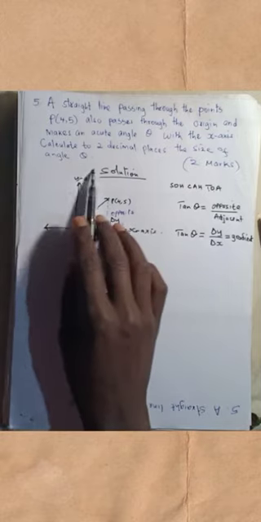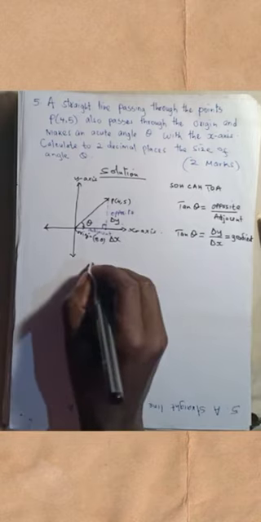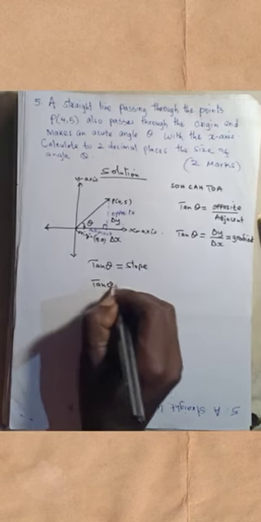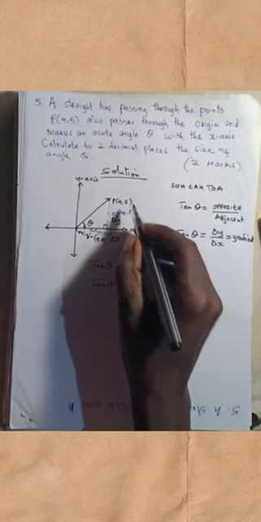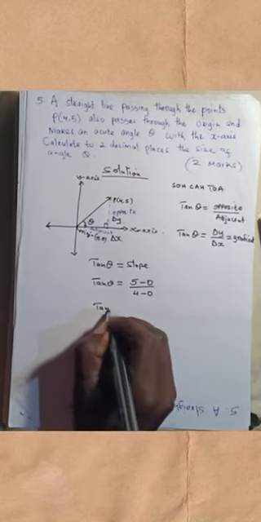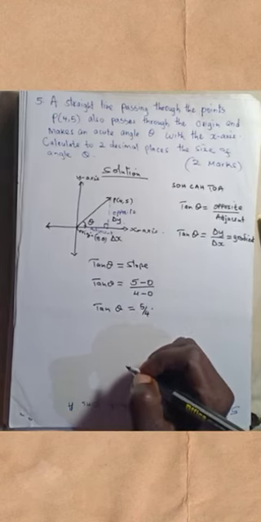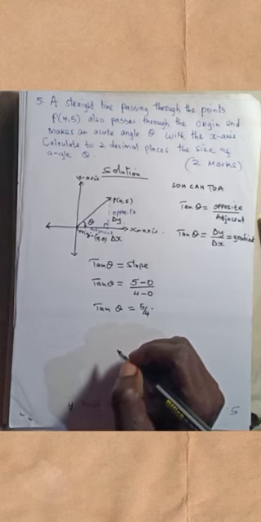Now let's address the question. The question says, calculate to two decimal places the size of the angle theta. So in simple terms, we shall just determine the gradient. So we shall say that the tangent of the angle theta is equal to the slope of the graph. So tan theta is equal to change in y, which is 5 minus 0 over 4 minus 0. So tan theta therefore is equal to 5 over 4.